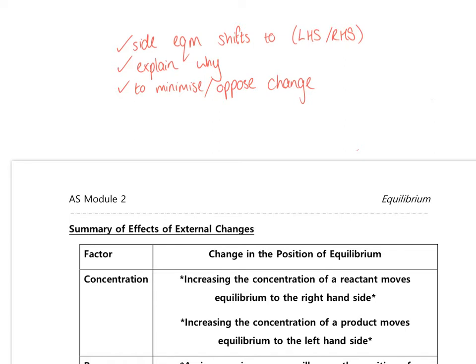So when you're starting to practice writing these explanations, have page 10 here in front of you and use that as your framework of explaining, making sure you include all those details: what side it shifts to, or if the question has asked you about yield, make sure you say whether the yield increases or decreases. Make sure you've explained why and say that that's to minimise or oppose change, and that's all according to Le Chatelier's principle.